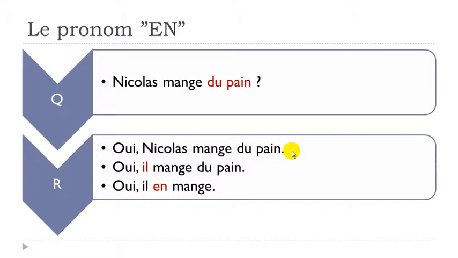Normally, that's not the way we will do, because we tend to replace things with pronouns when it's possible. So the first option would be to replace Nicolas in that case. You don't want to repeat Nicolas, so you can say "oui, il", he, instead of Nicolas because it's masculine, "mange du pain". So that's the first step. The second step, you want to replace this du pain. So this partitive thing, and that's when this pronoun en is used.